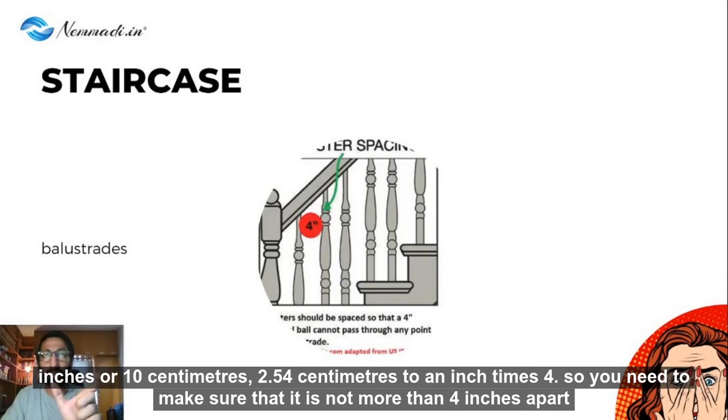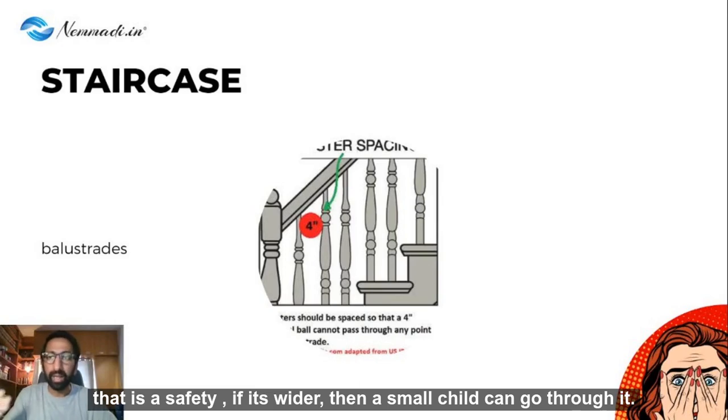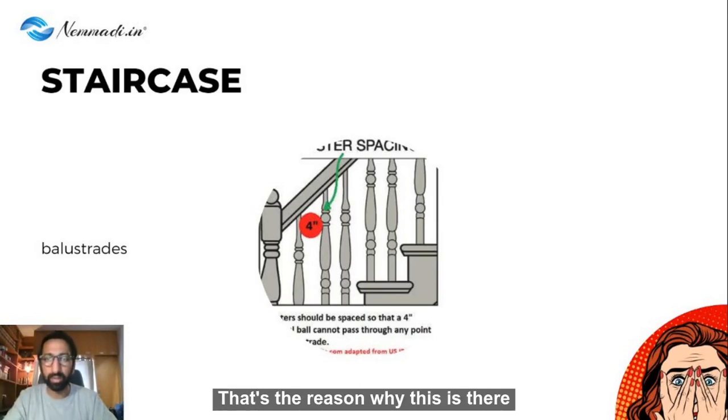So that's why the building code says your balustrade should not be wider than 4 inches or 10 centimeters approximately, right? 2.54 centimeters to an inch times 4, right? So you need to make sure that it's not more than 4 inches. So you can take a look at that yourself, because that is a safety. If it's wider, then a small child can go through it. So that's the reason why this is there. You can take a look at it and make sure that you are in safe hands yourself.